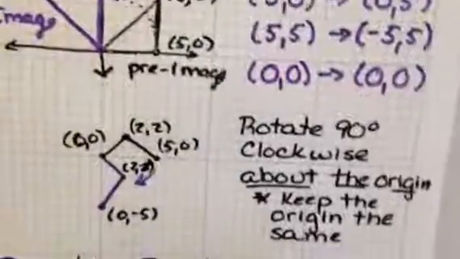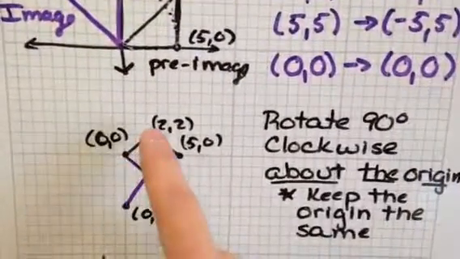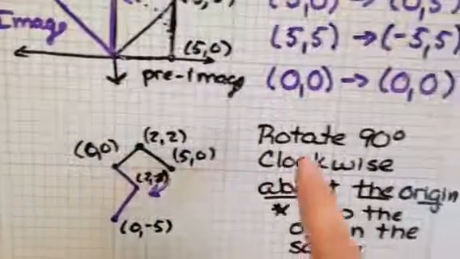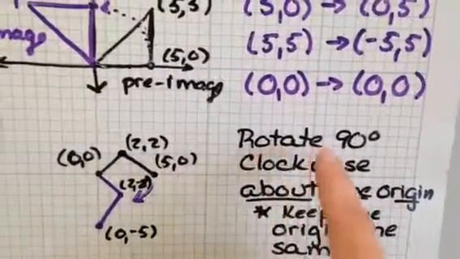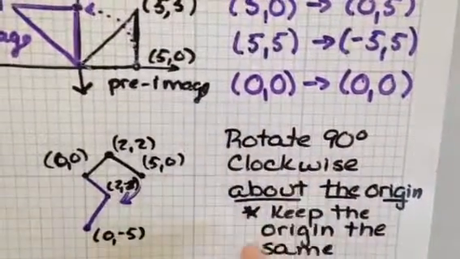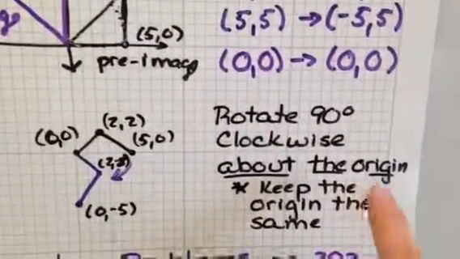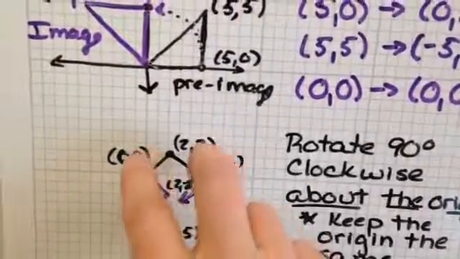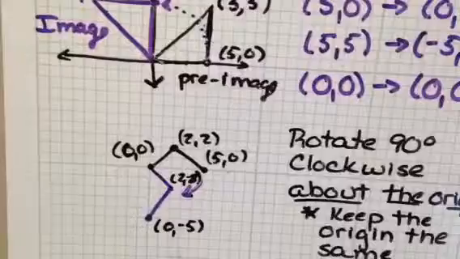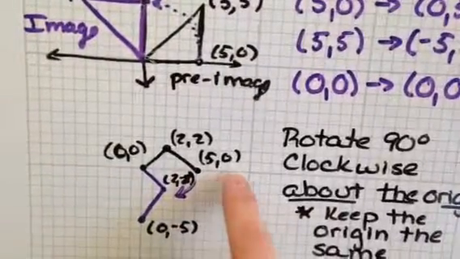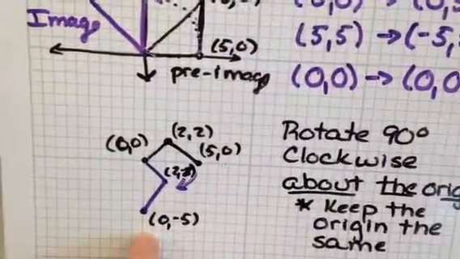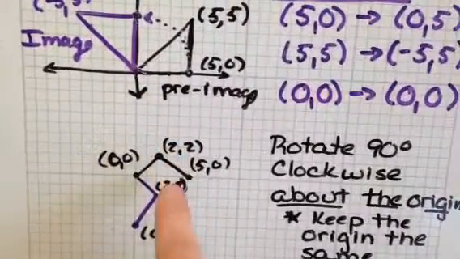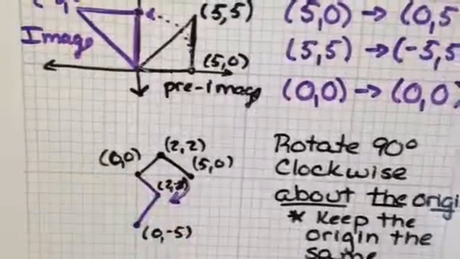An example, if I have this black pre-image here, I have 0, 0, 2, 2, 5, 0. And if I want to rotate this one 90 degrees clockwise, so the way that a clock moves, about the origin, we're going to keep the origin the same. This stays still. And we think about rotating it sideways. And when we do this, this point 5, 0 rotates down onto the line, becoming 0, -5. And this point 2, 2, when it rotates down, ends up at 2, -2.